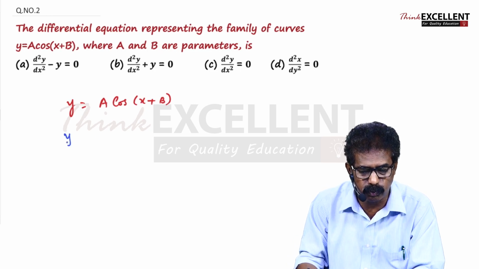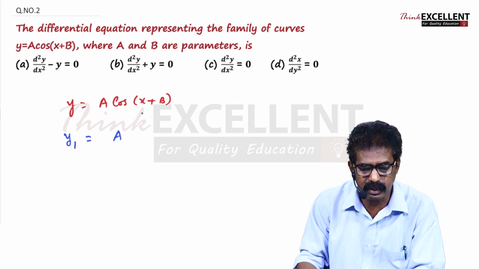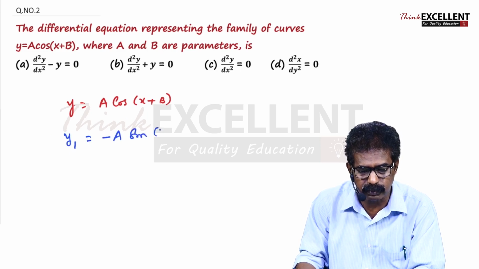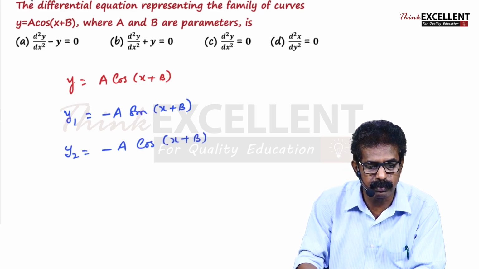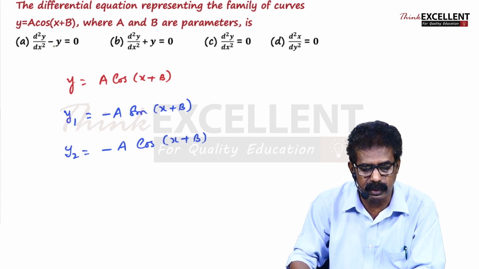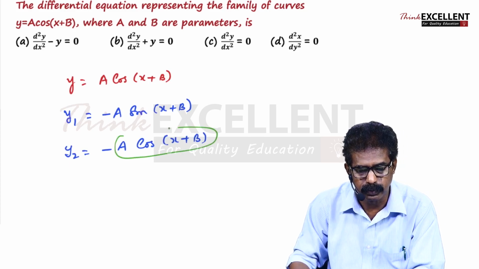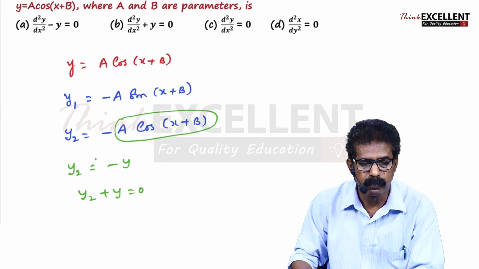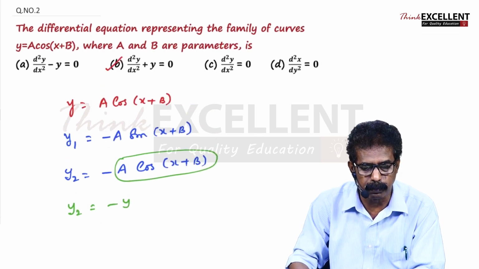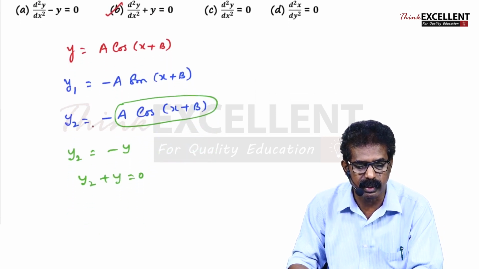Differentiate the first time: y1 equals a into the derivative of cos x, which is minus sin x, so minus a sin x plus b. The derivative of the inner part is 1 only. Second derivative: y2 equals minus a into the derivative of sin x, which is cos x, plus b. And here this a cos x plus b can be replaced by y. So you are getting y2 equal to minus y. Bring it to the left side: y2 plus y equals 0. y2 means d square y by dx square plus y equals 0. So the second option is the correct one.